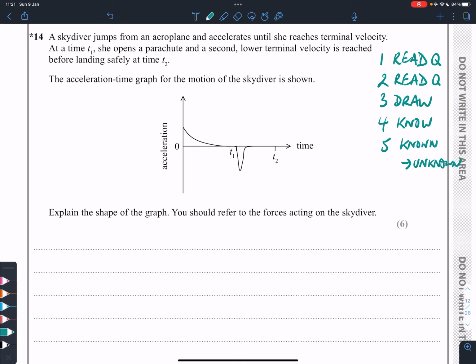The first thing, read the question. A skydiver jumps from an aeroplane and accelerates until she reaches terminal velocity. At a time t1, she opens a parachute and a second lower terminal velocity is reached before landing safely at time t2, which is here. The acceleration time graph for the motion of the skydiver is shown. Explain the shape of the graph. You should refer to the forces acting on the skydiver. There's 6 marks for this. I'm going to read it again.